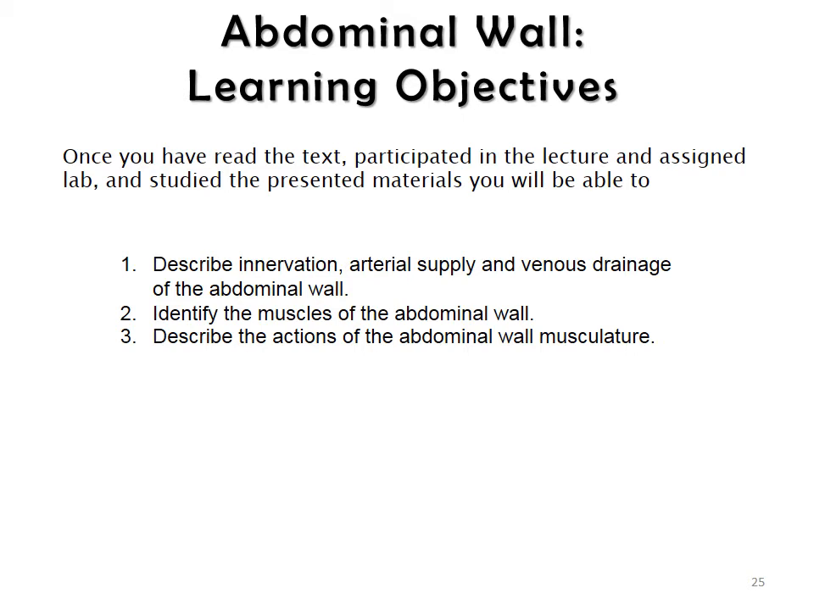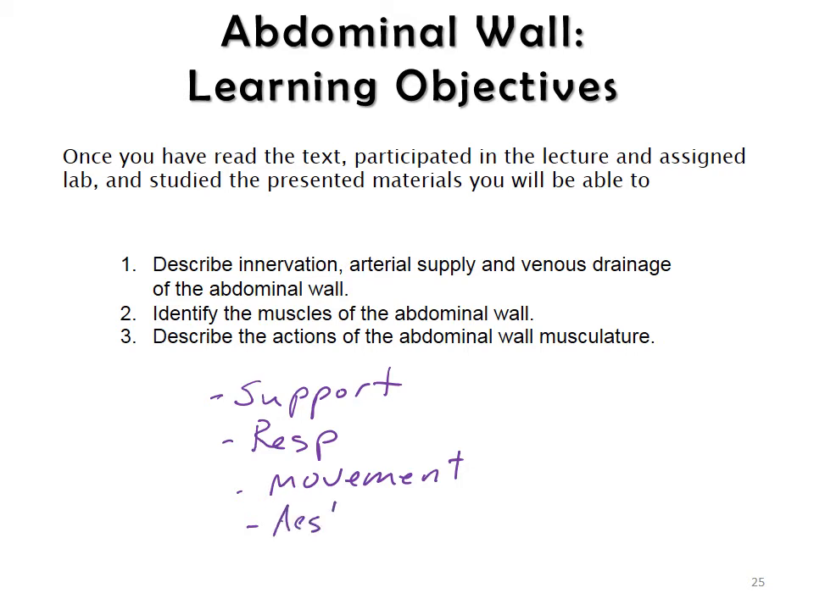So the abdominal wall is extremely important to discuss because it's an extremely important set of muscles. Number one, it gives us some major support, helps us with respiration, obviously helps us with movement, and of course it makes us look good on the beach. So there's some aesthetics to that as well.